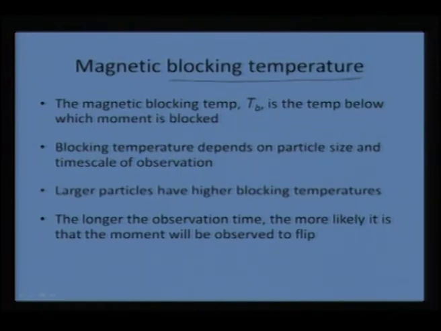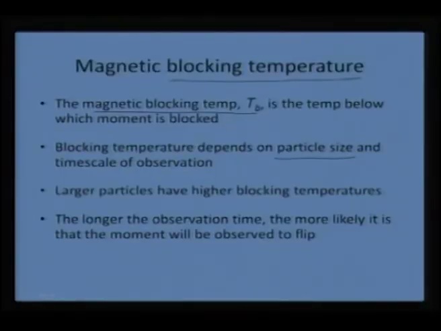Therefore we come across another interesting situation in single domain magnetism, where we talk about the blocking temperature. The magnetic blocking temperature Tb is the temperature below which the moment is blocked. There is a critical temperature beyond which this blocking can be removed. Below that the moments are nearly frozen, and this depends on the particle size and to some extent particle shape also. Larger particles have higher blocking temperature. The longer the observation time, the more likely it is that the moment will be observed to flip.